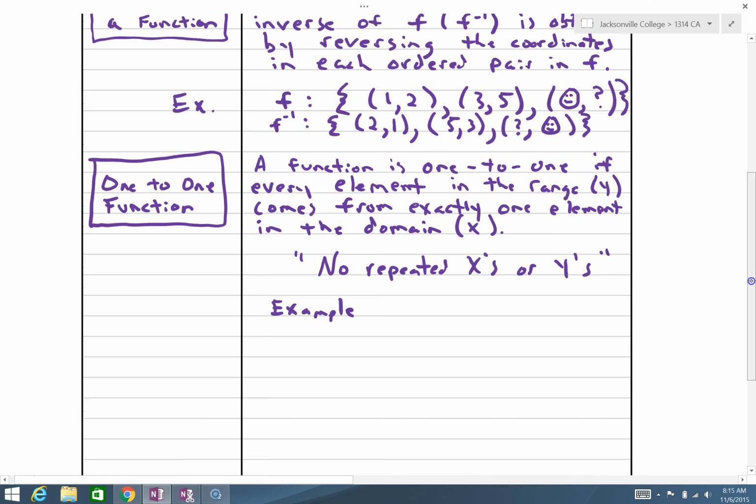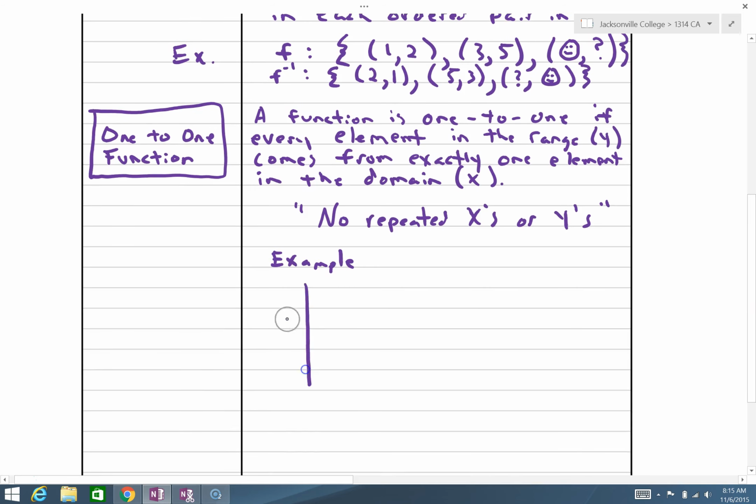Example of a one-to-one function would be this. We'll have our domain being 1, 7, and 9, our range being 4, 5, and 6. Here you can see it satisfies the definition of a function. Each x goes to only one y. There's no repeated x's. But also it satisfies this new definition. That is, each range element comes from exactly one domain. 4 is only coming from 1, 5 is only coming from 7, and 6 is only coming from 9. Notice there's no repeated x's or y's. Here's a non-example.